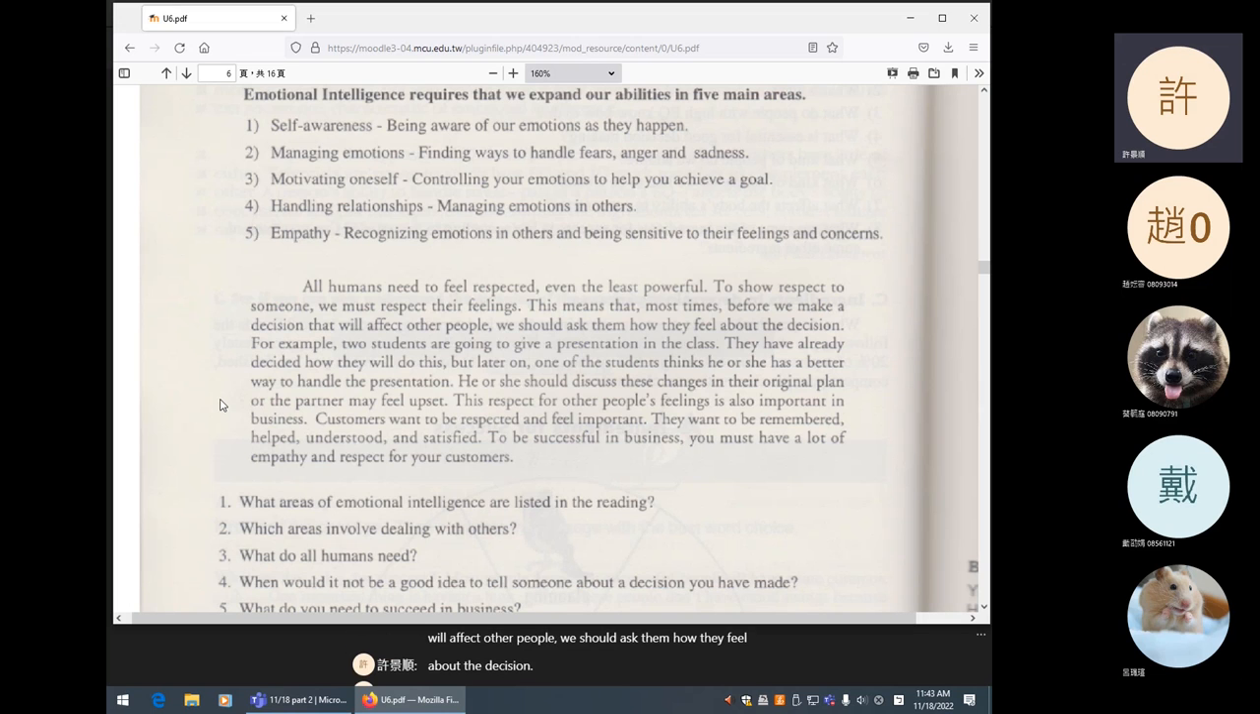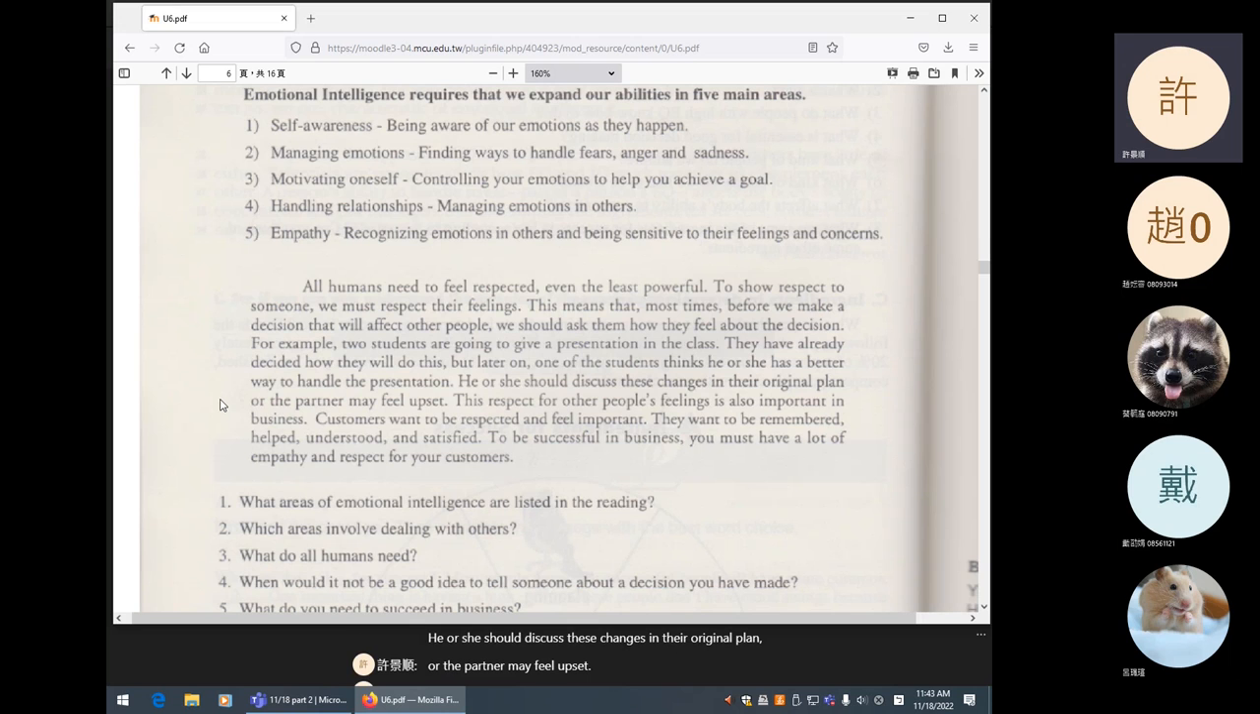For example, two students are going to give a presentation in the class. They have already decided how they will do this, but later on, one of the students thinks he or she has a better way to handle the presentation. He or she should discuss these changes in their original plan, or the partner may feel upset.